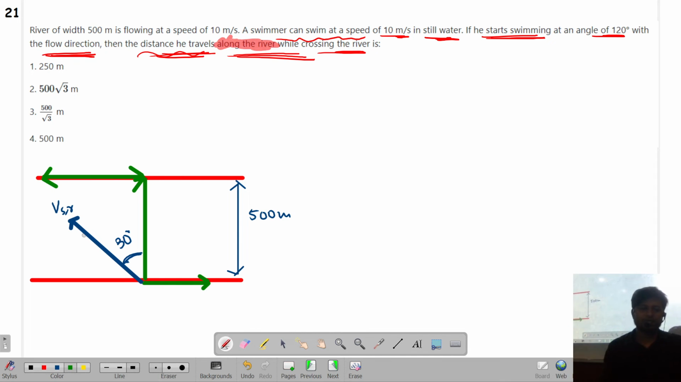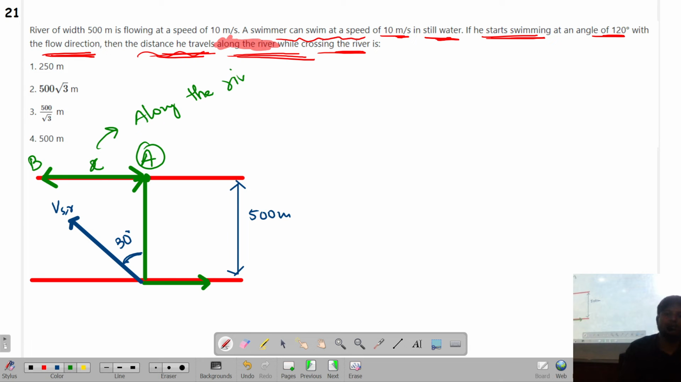See, if the person swims along this way, the question is saying that he ends up on the opposite bank. No, he is ending up somewhere on this particular bank. Let's suppose he ends up over here, at position B. He was required to go to position A, but he ends up at position B. Now, this distance x is the distance along the river. Remember that. Are you guys able to get me or not?